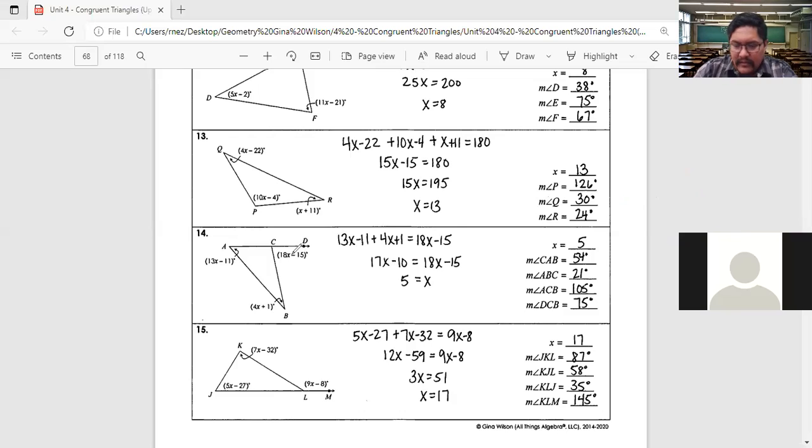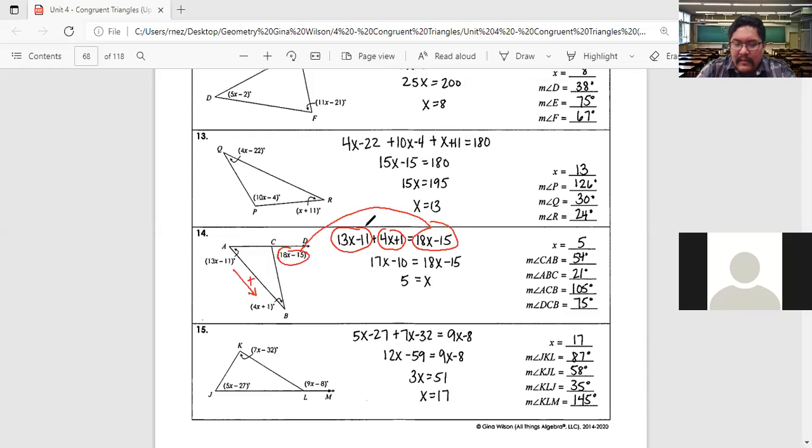So let me go ahead and, well, what do we know about the exterior angle? Well, remember that this angle is this one plus that one. So 13x minus 11, they put that first one here. 4x plus 1, and they put that one here. So add those two together, and that should add up to this one.